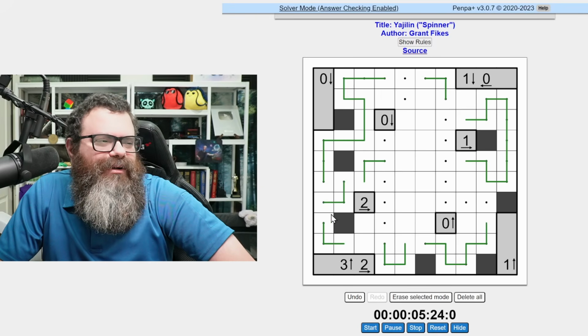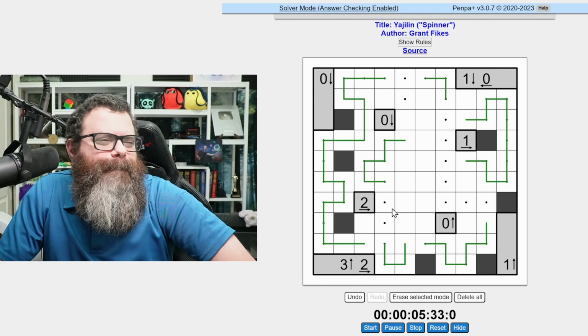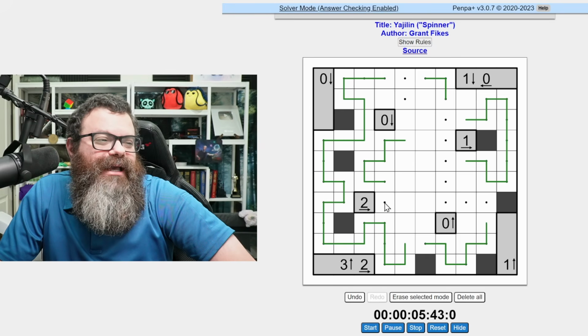That's loop. It's a corner. This has to continue. This has to continue. This continues. This goes right. This is a corner. Oh, this has to be in the loop. So it's a corner as well. And now this has to continue. And so now this one actually is a corner. Can't go left, can't go down. So that's a corner.